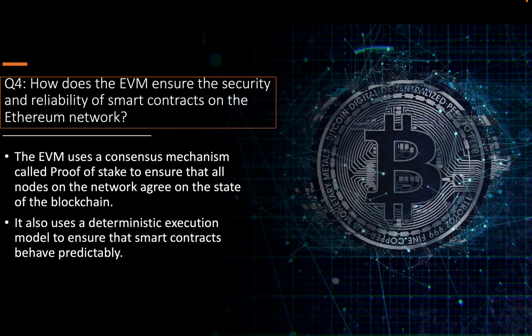Question number 4. How does the EVM ensure the security and reliability of smart contracts on the Ethereum network? The EVM uses a consensus mechanism called proof of stake to ensure that all nodes on the network agree on the state of the blockchain. It also uses a deterministic execution model to ensure that smart contracts behave predictably.